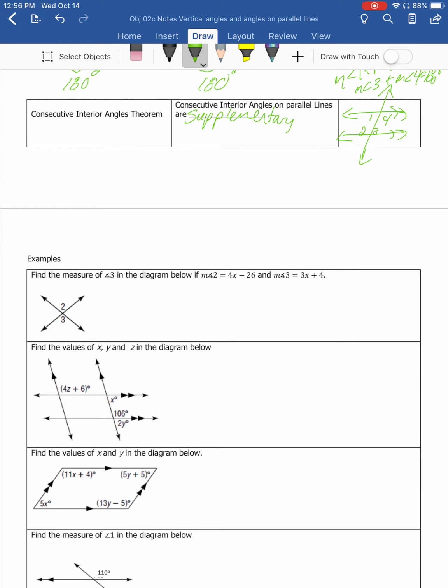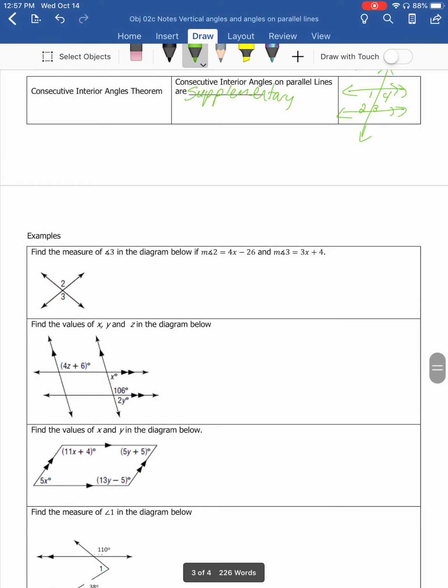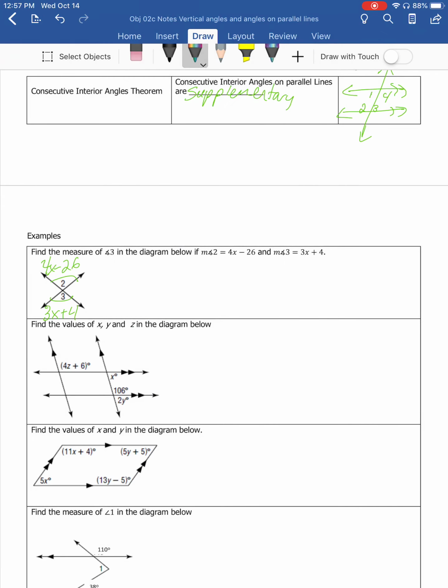So I'm just going to do these practice problems here. This is: find the measure of angle 3 in the diagram below. The measure of angle 2 is 4x minus 26, and the measure of angle 3 is 3x plus 4. And basically, you're going to just be trying to figure out what relationship they have. So for these, those are vertical angles. I know vertical angles are congruent. It doesn't have to be parallel lines or anything. So I know 4x minus 26 is equal to 3x plus 4.